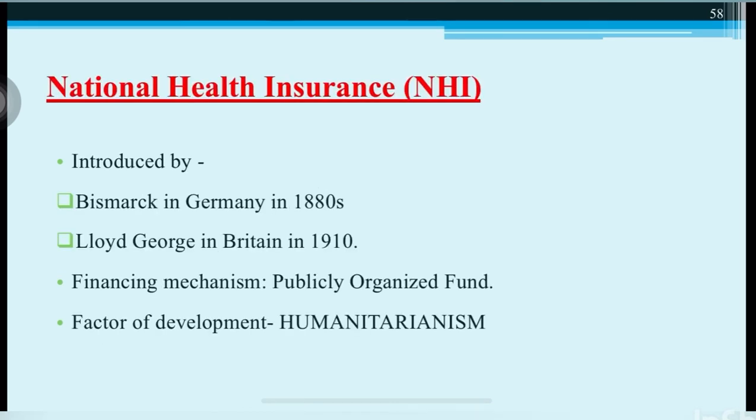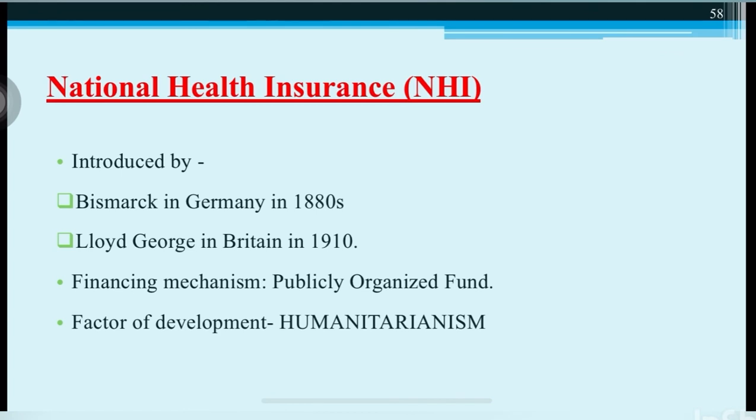Okay, so coming to the last, that is National Health Insurance. It was introduced by Bismarck in Germany in 1880s and Lloyd George in Britain in 1910. So how to remember this? You can just remember as in Germany there's M and in Bismarck also there's M. Okay, so likewise you can remember. Whereas in Britain there's T which is somewhat written as L. So you can remember it that way.